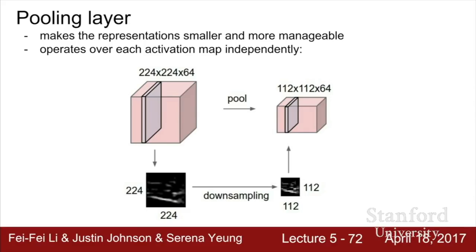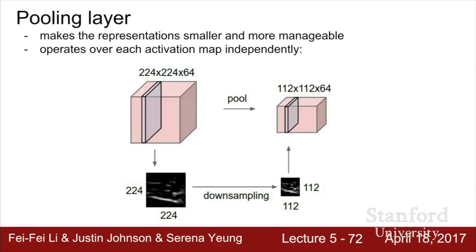We talked about this earlier when someone asked why we would want to make the representation smaller. This affects the number of parameters that you have at the end, as well as providing some invariance over a given region. What the pooling layer does is downsample. It takes your input volume, for example 224 by 224 by 64, and spatially downsamples this. So in the end, you'll get out 112 by 112.